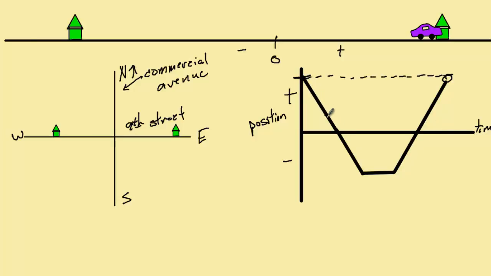So we went left at a negative velocity because we were going leftward. The velocity is negative on top as long as we were on the positive side, or rather maybe the east side of Commercial Avenue. And when we crossed Commercial Avenue, it's when we were at this point. All right, does that make some sense?